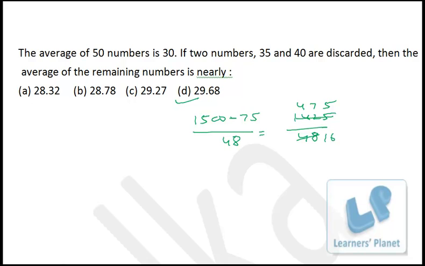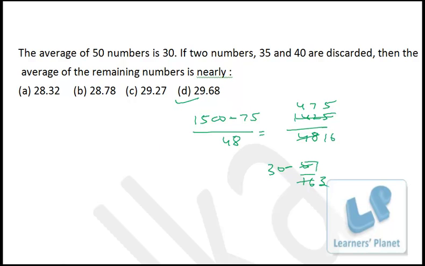And if you are not able to calculate, you are confused between these two, what you can do is 30 minus 5 by 16, and 5 by 16 is around 1 by 3. So from 30, if you deduct 1 by 3, which is around 0.33, you will directly get 29.68 or 29.67. So do not get confused, the calculation is not that difficult.